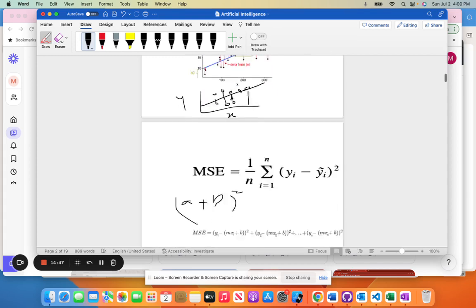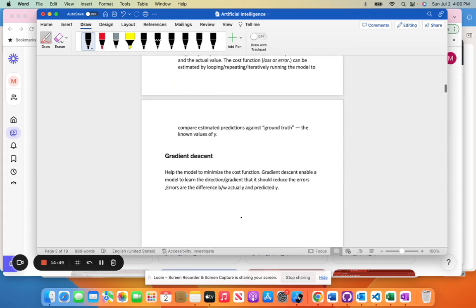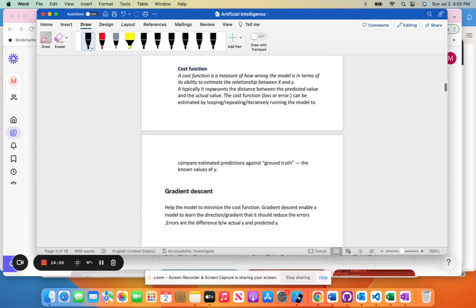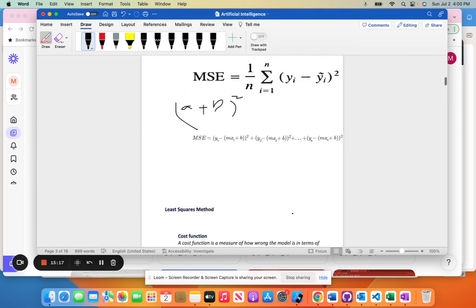And the other thing is gradient descent. It helps the model to minimize the cost function. The cost function is a measure of how wrong the model's predictions are, and the descent helps the model minimize it. Gradient descent enables a model to learn the gradient it should follow to reduce the error. Errors are the difference between the actual and the predicted value.